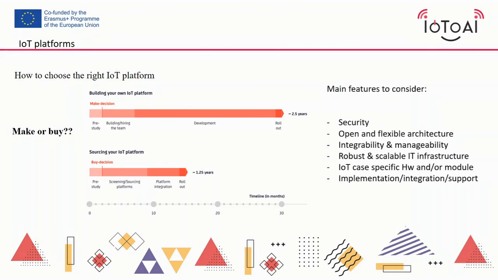Independently of your decision, you have to consider some main features like security, open and flexible architecture, integrability and manageability, robust and scalable IoT infrastructure, IoT case-specific hardware and/or modules, and implementation, integration, and support.